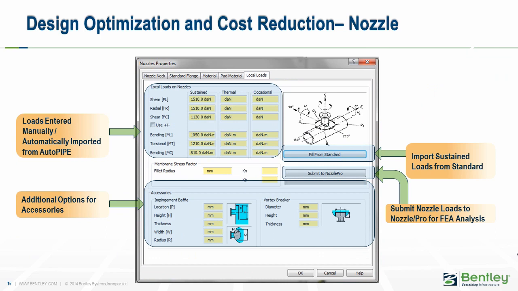The nozzle loads can be entered manually or automatically imported from AutoPIPE analysis file. The Fill from Standard button allows importing sustained nozzle load from the standard template in the library. The nozzle loads can also be submitted for FE analysis in Nozzle Pro.